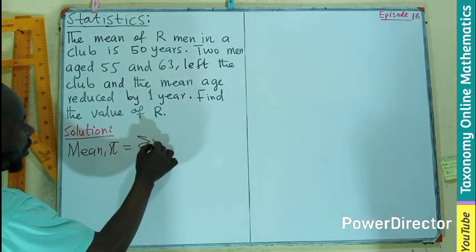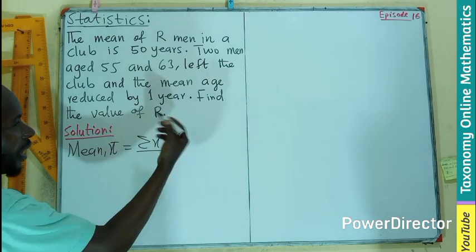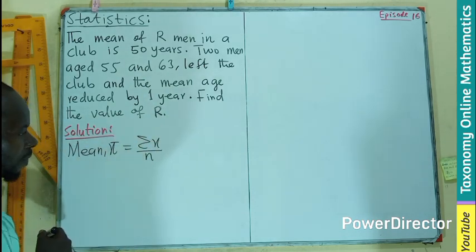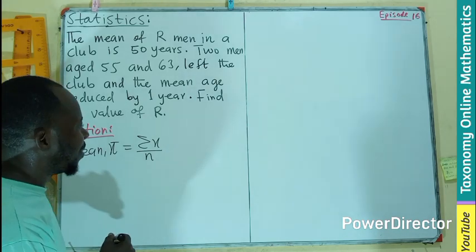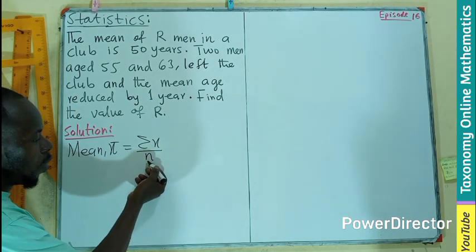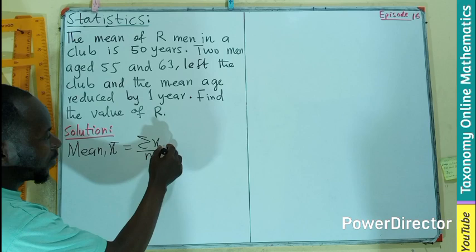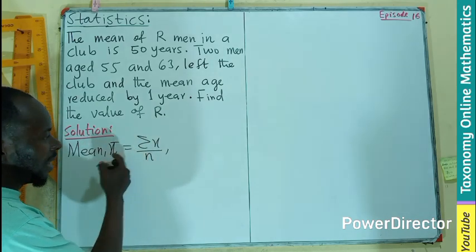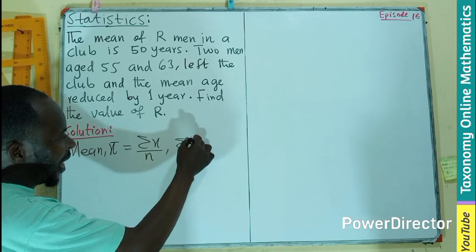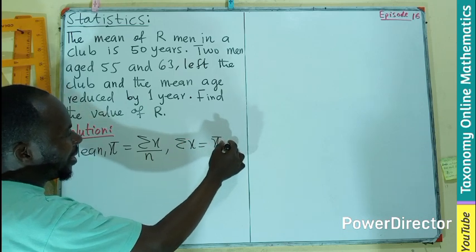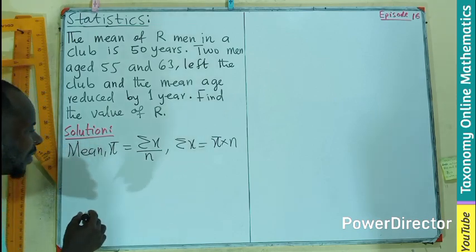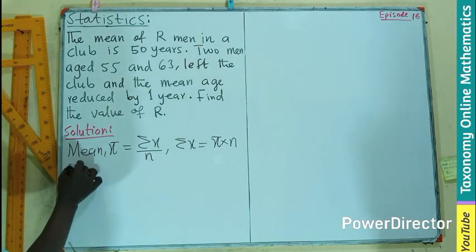is equal to the summation of the values of ages divided by n. Since we are not finding the mean directly because we don't know what n is, making this the subject, this will multiply this. So sigma x will become the mean times n.